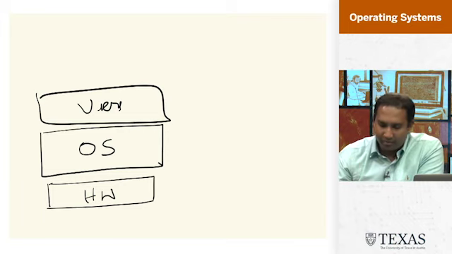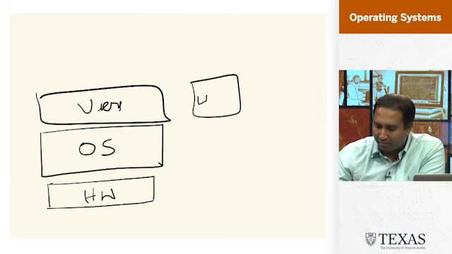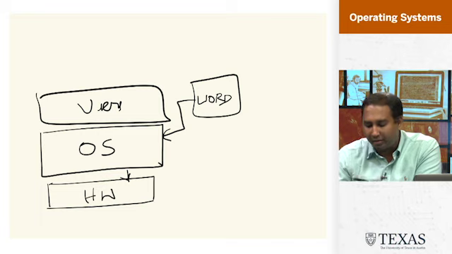So for example, let's say you want to run Word. The way it happens is it goes to the operating system, and the operating system then interacts with the hardware and runs that application for you. So the operating system is like the mediator in this world.